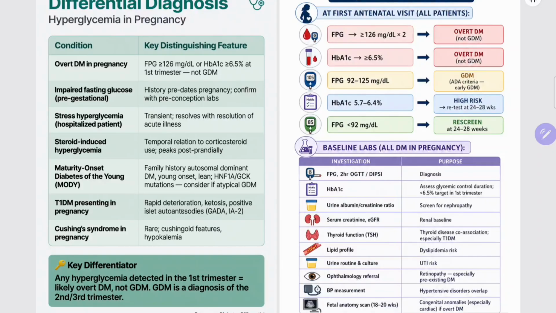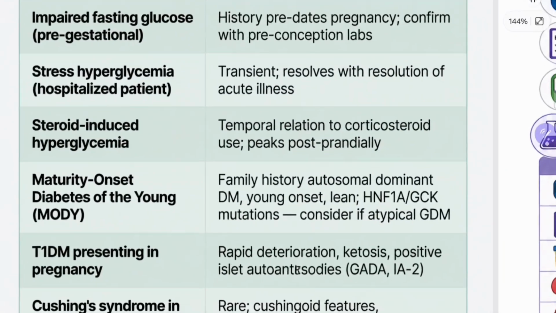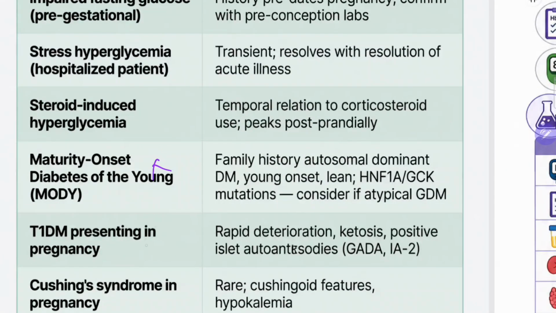Now what are the differential diagnoses of hyperglycemia in pregnancy? Hyperglycemia, you can't say it is only diabetes mellitus. It can be symptomatic diabetes mellitus in pregnancy, or it can be impaired fasting glucose, meaning impaired glucose tolerance, or it can be stress induced hyperglycemia, so she has developed some illness and because of that she has developed hyperglycemia, or steroid induced hyperglycemia. Then Cushing syndrome in pregnancy, this is also rare actually. Or it can be type 1 diabetes mellitus.